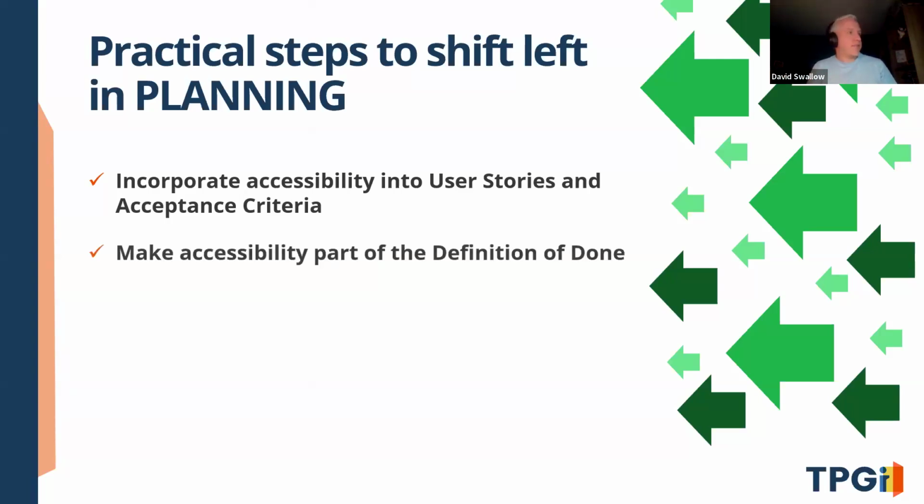Make accessibility part of the definition of done. Establish that accessibility compliance is a non-negotiable part of the definition of done, and ensure that teams understand that accessibility checks are integral to marking tasks as complete.